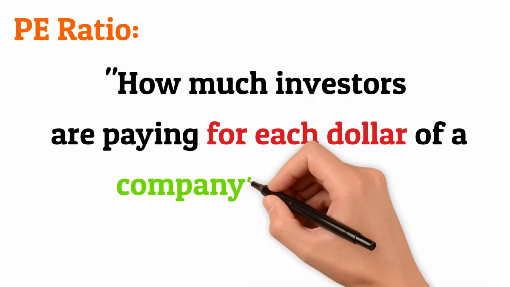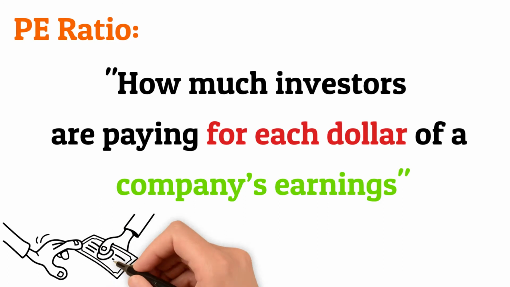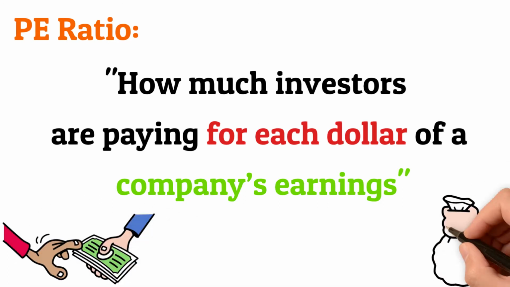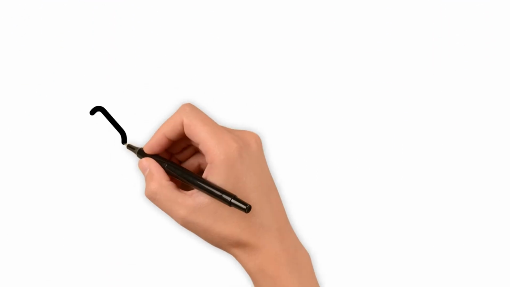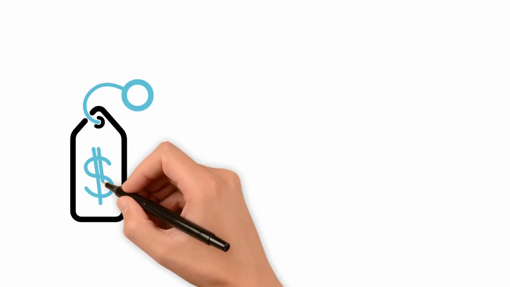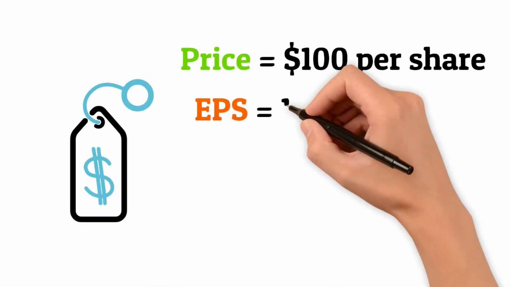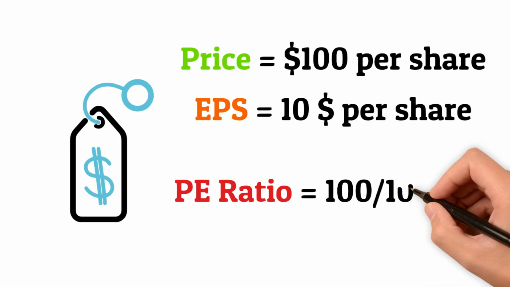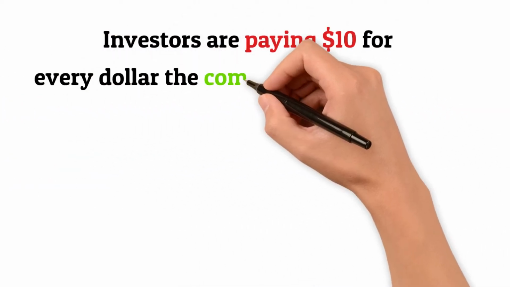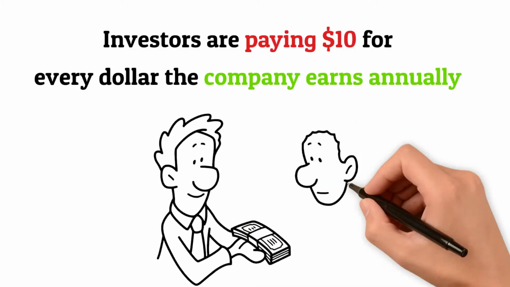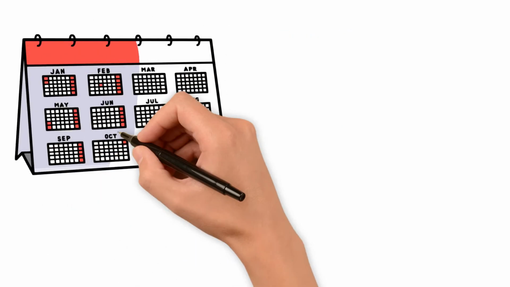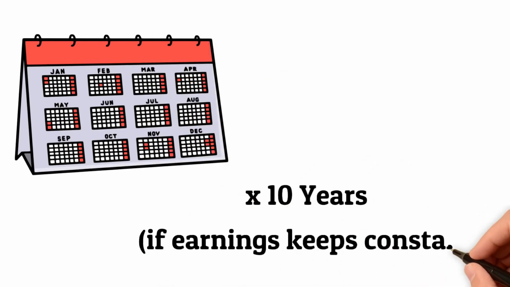This formula is used to evaluate how much investors are paying for each dollar of a company's earnings. For example, if a stock is trading at $100 per share and its earnings per share is $10, the PE ratio would be 10. In simple terms, this means investors are paying $10 for every dollar the company earns annually. Technically, if earnings remain constant, it would take 10 years to recover your investment.